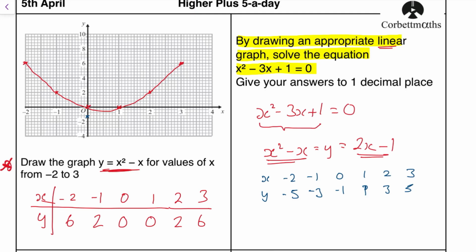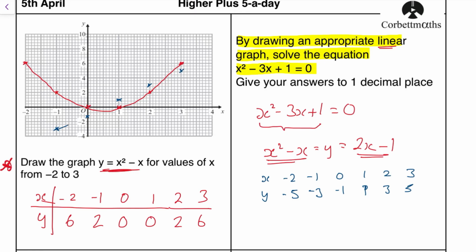Okay, so let's plot some of these points. I don't have to plot them all. So minus 1 goes against minus 3, which is here. 0 goes against minus 1, done that one already. 1 goes against 1, which is here. 2 goes against 3. Now, in an exam, it is important you do all this properly. 3 goes against 5. Because the next part you're going to have to be accurate for.